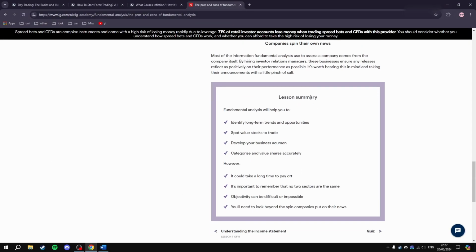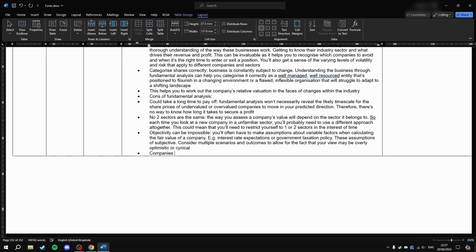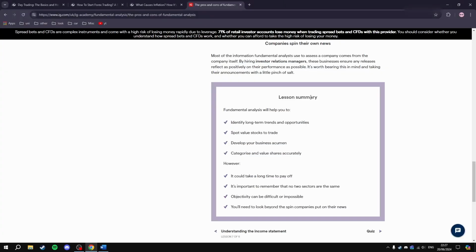Companies spin their own news. Most of the information fundamental analysts use to assess a company comes from the company itself. By hiring investor relations managers, these businesses ensure any releases reflect as positively on their performance as possible. It's worth bearing this in mind and taking their announcements with a little pinch of salt. So don't trust it all the way.